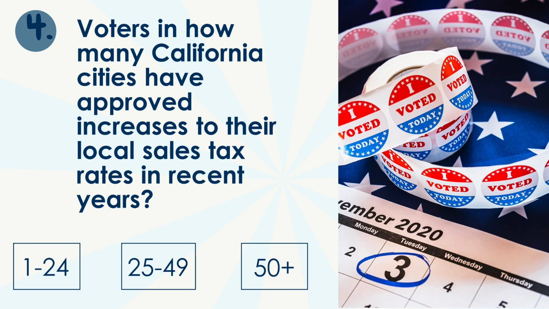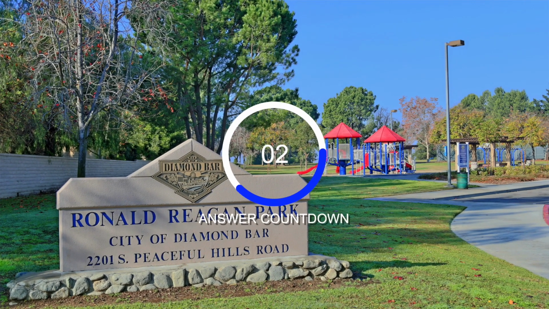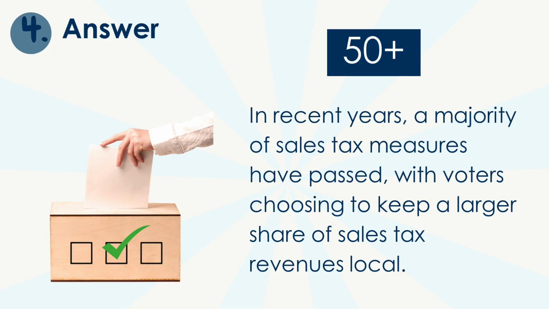3 questions down with 2 more to go. Voters in how many California cities have chosen to increase the local sales tax rate? The correct answer is more than 50 cities.